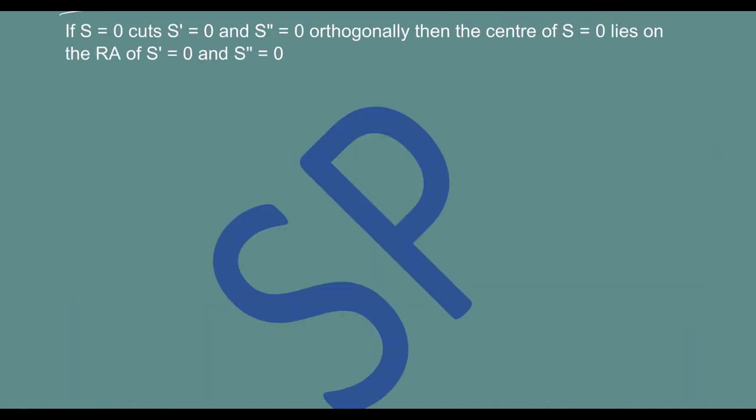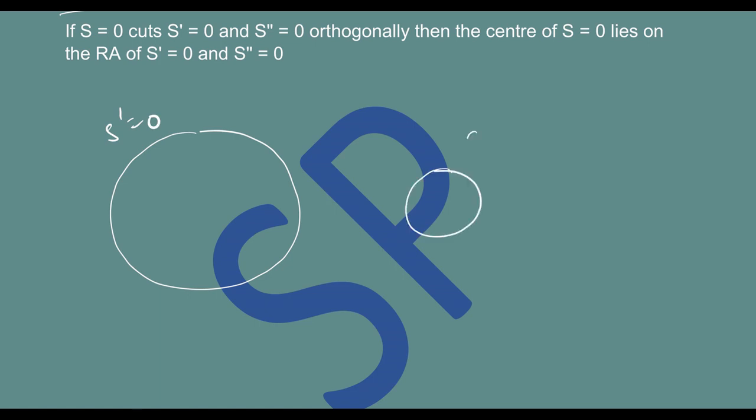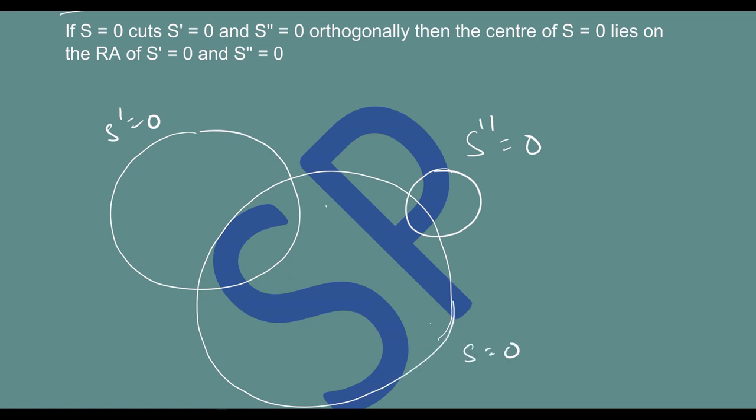See, here we have a theorem which says that suppose I have a circle S' = 0 and another circle S'' = 0. Now I have a third circle intersecting these two circles orthogonally. Suppose this third circle is S = 0. This is intersecting both this circle and this circle orthogonally.